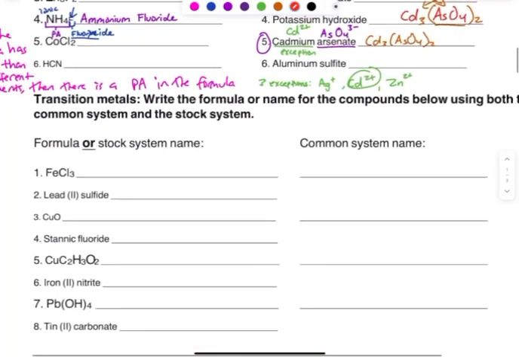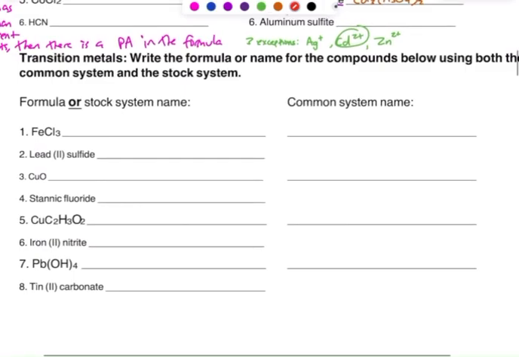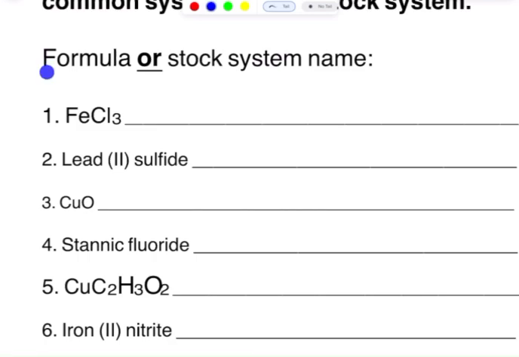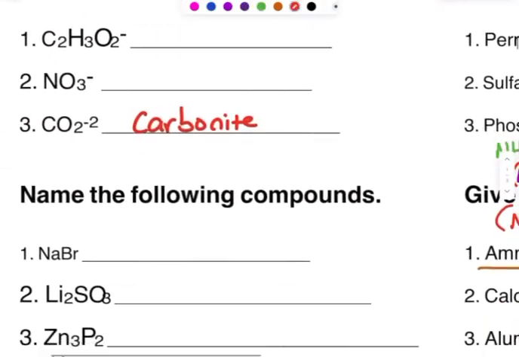Okay, in the last section, I have my transition metals. It's asking us to write the formula or name for the compounds below using both the common and stock system. For the first section right here, it says formula or stock. So if it gives me the formula, I'm going to have to write the stock, obviously. If it gives me the stock, I'm going to have to write the formula, obviously. The stock system uses Roman numerals.